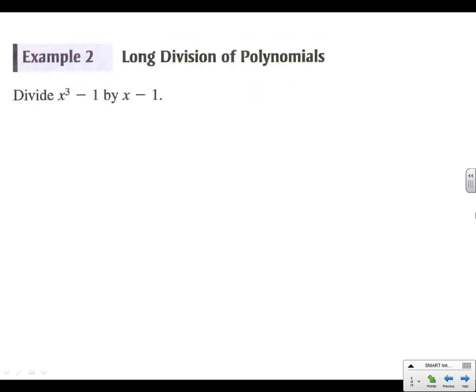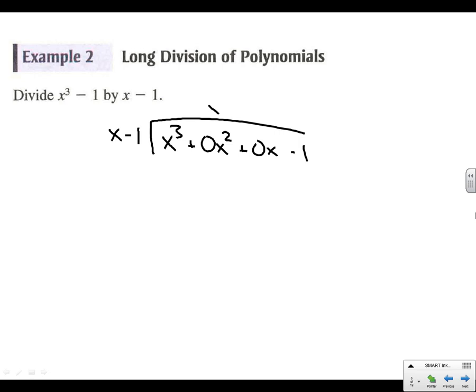Okay? So on this one, this is the one where we need a placeholder because we're going to say x cubed plus, there aren't any x squareds, but we need a placeholder just to hang on to them. There aren't any x's either, and then minus 1 divided by x minus 1. All right, so x cubed divided by x is x squared, and here's why we needed the placeholder, so that it could go right over the top of that.